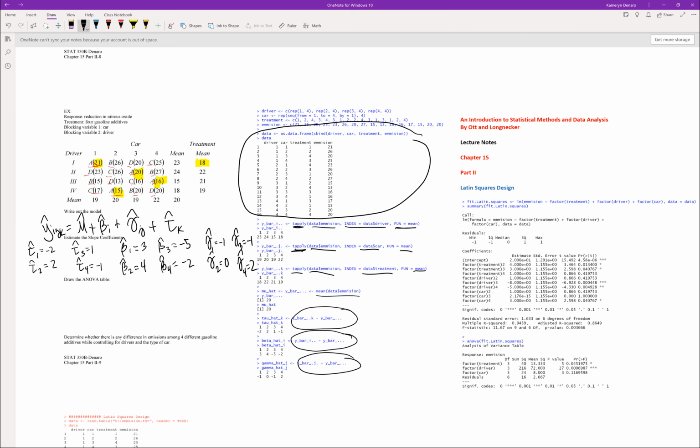All right. If we come over and look at the linear regression model, we can use the lm function where we say y follows factor treatment plus factor driver plus factor car. We identify our data set to be called data, and then we ask for the summary of our Latin squares model. And what we end up getting is this linear regression model. Here are all of the estimates, right?